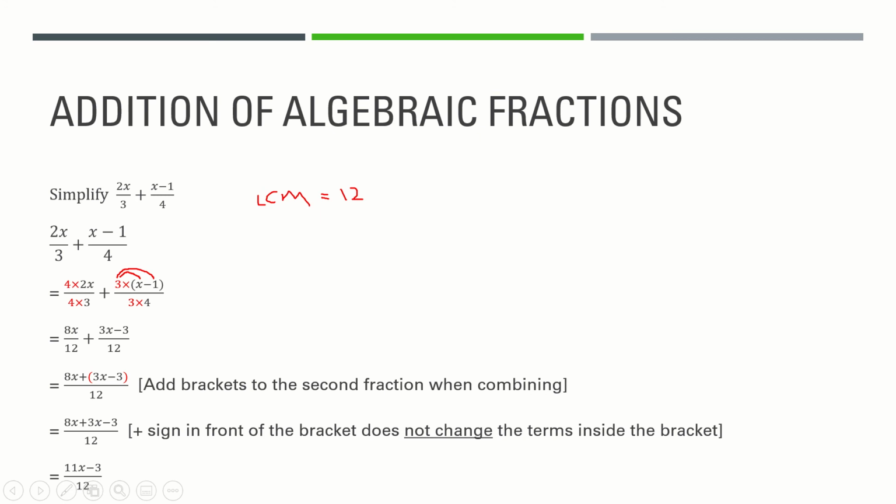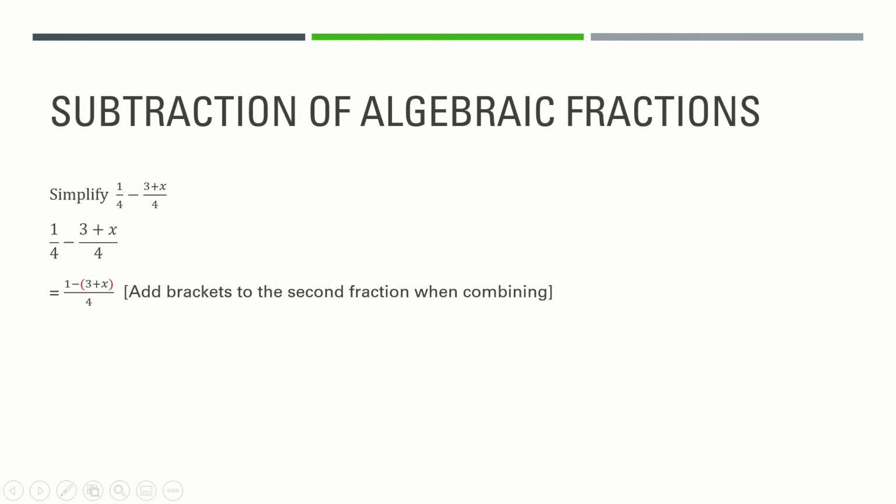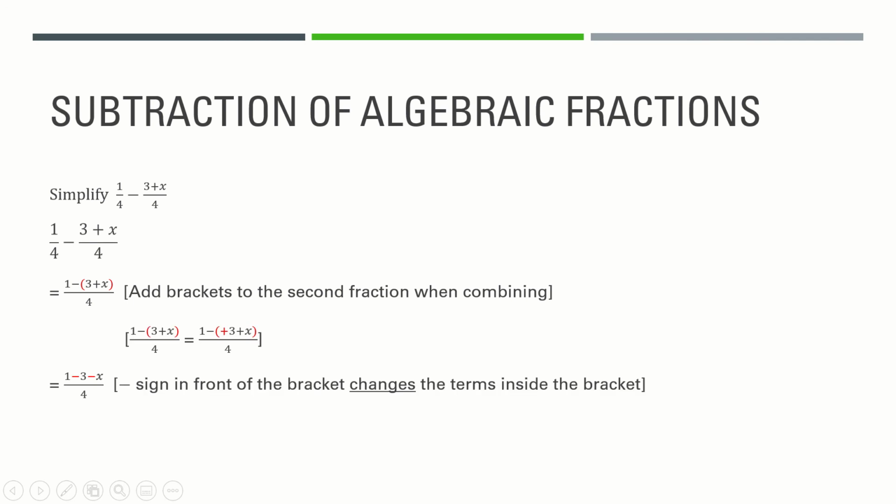Following so far? So let's look at subtraction. Now first check, do they have the same denominators? Yes. So we can straight away combine the two fractions together. So you take the first fraction minus the second fraction with the additional step of adding brackets. So always add brackets to the second fraction when combining. Add the brackets first. Then we need to remove the brackets.